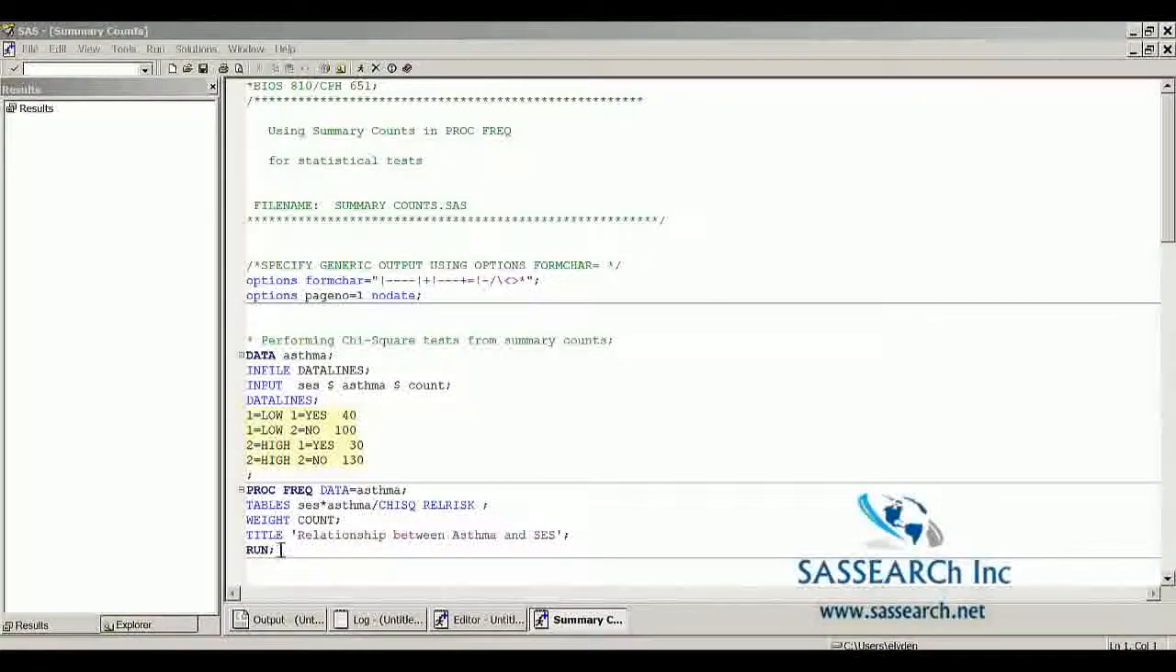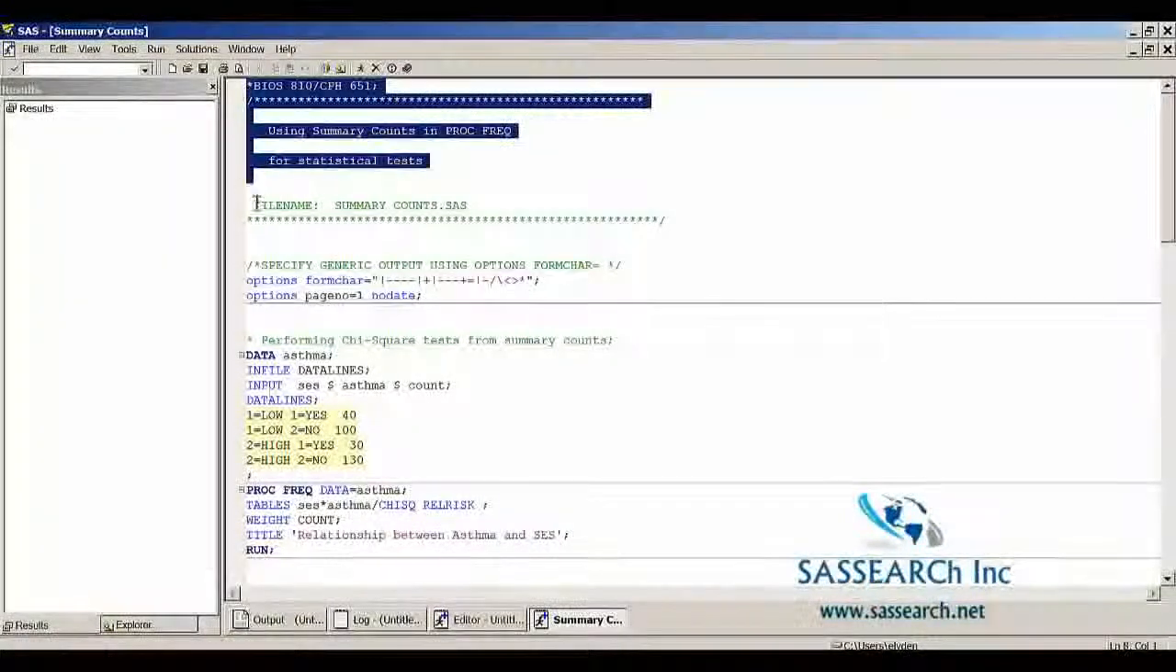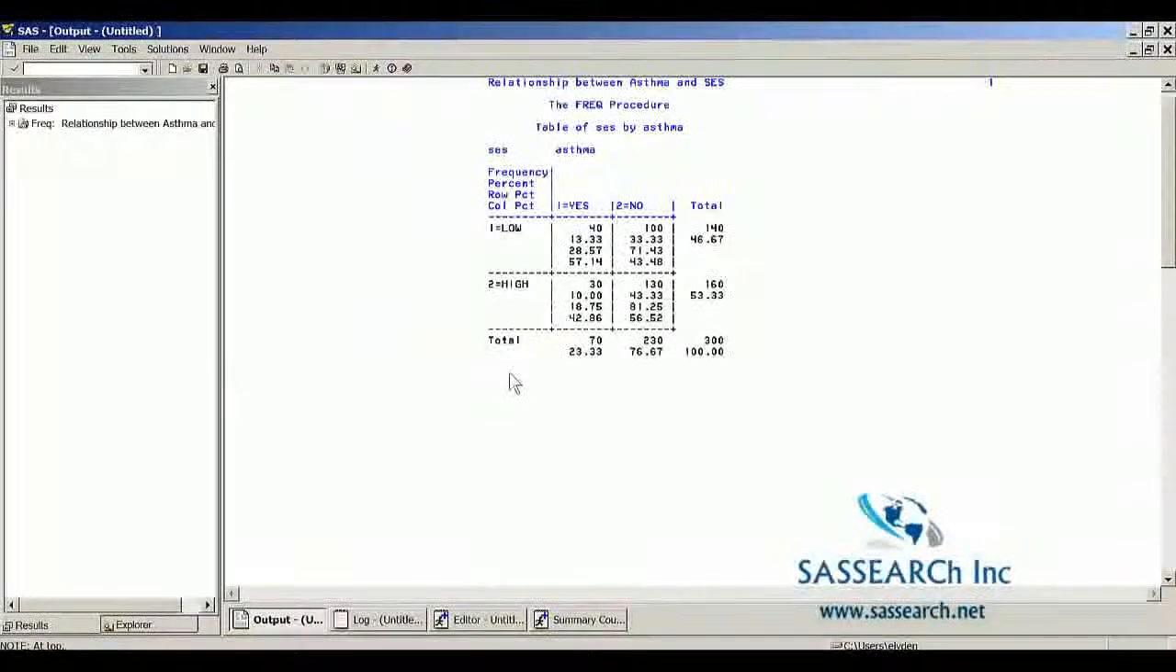And so what we're looking at is the relationship between asthma and SES, and we're making use of summary data instead of patient level data. So we're making use of summary counts. So let's take a look at the output here. Here is our table that looks very much like a typical frequency distribution table with the numbers in each of the cells. We have our percentages, row percentage, and column percentage, and we're dealing with 300 participants.